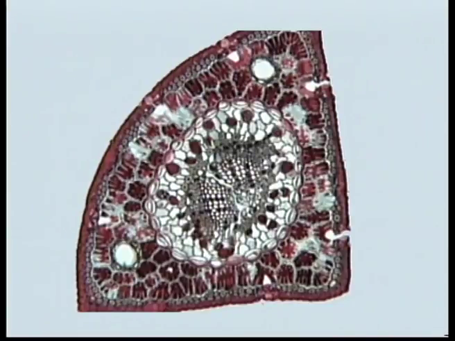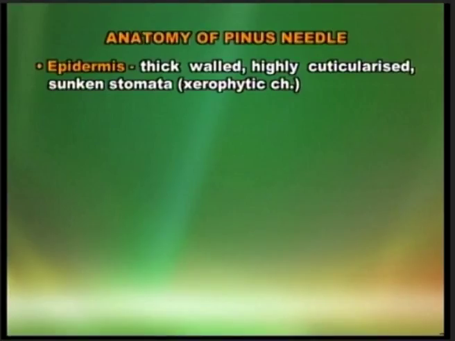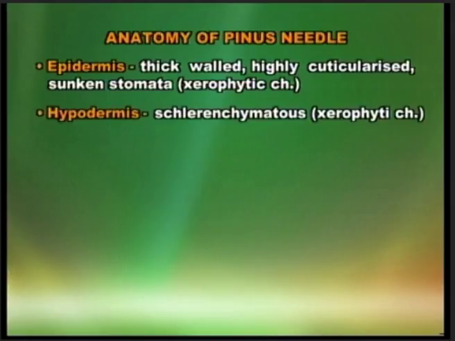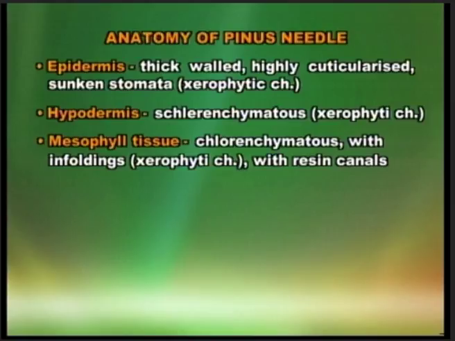It is a triangular structure with outer cuticle, then the epidermis. It has sunken stomata, presence of cuticle and sunken stomata. It shows xerophytic characters. Then comes the sclerenchymatous hypodermis. Mesophyll cells are present, but they also show infoldings. It is an important character of Pinus needle.